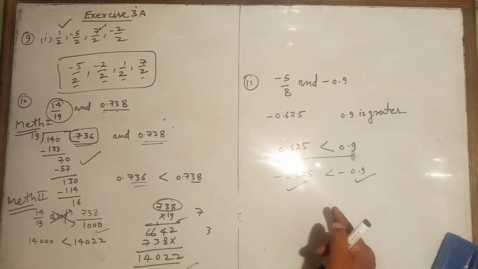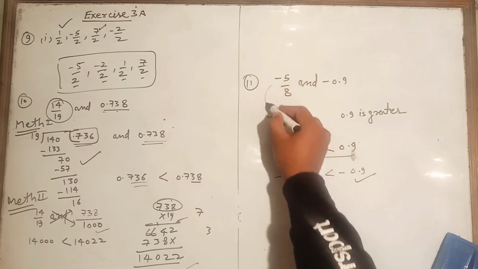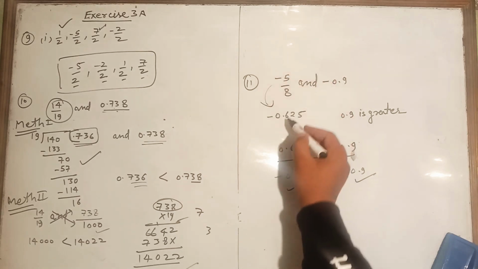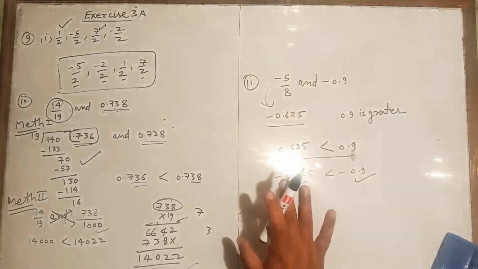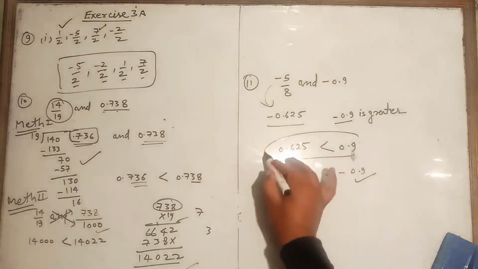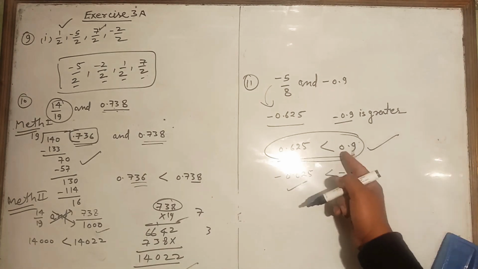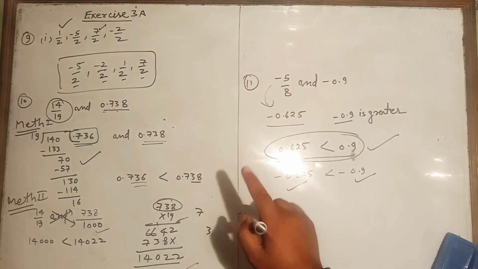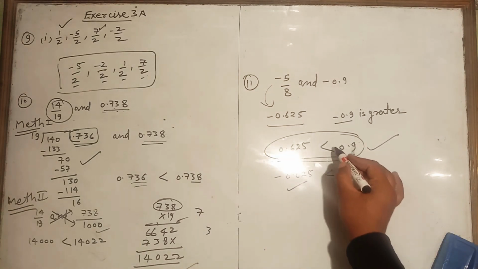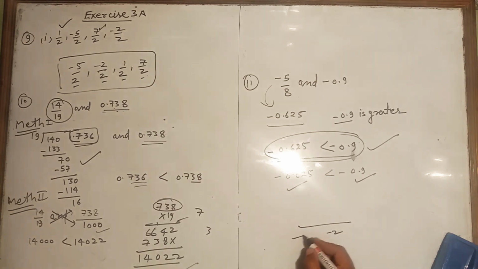So was he correct or not? We have to check. See, we know that if we write this fraction in decimal form, the value will be this much only, and here was -0.9. So what was his mistake here? You can see this is correct, that 0.9 is greater than 0.6. That's correct. But if a negative symbol is there, what does it mean? Is -2 greater or is -3 greater? Obviously the right side value will be greater.